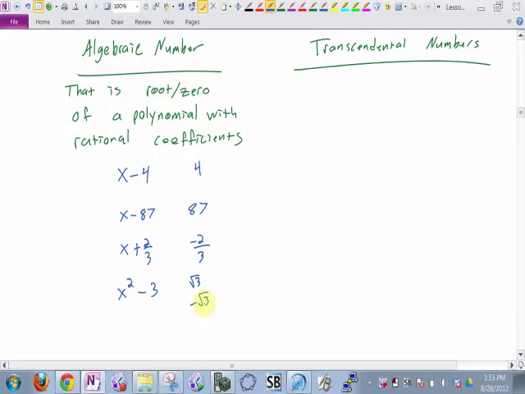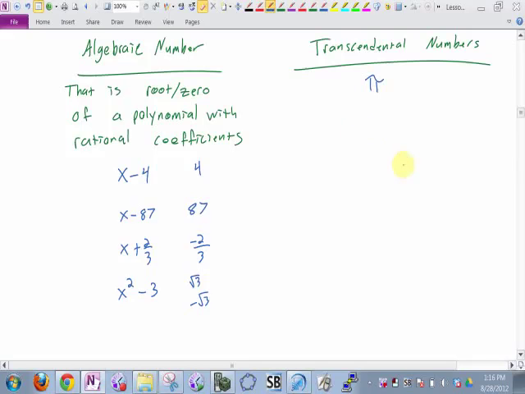So the question now becomes, then what are transcendental numbers? Anybody think of one? You know a couple. Pi. Pi is what we call a transcendental number. You cannot create a polynomial that has rational coefficients that has pi as a root. I mean, I could create a polynomial, but does that polynomial have rational coefficients? No. Okay. So pi is called a transcendental number.